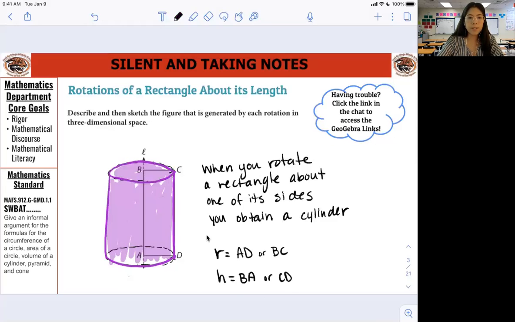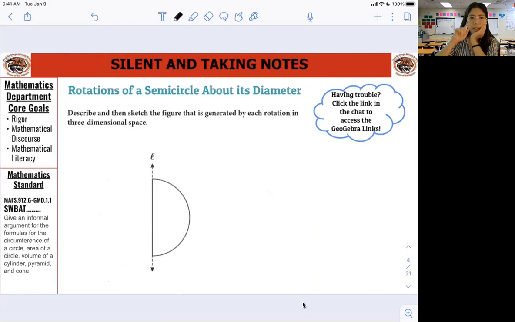Okay, so there we go. That's our cylinder, and we get that by rotating a rectangle. Do we have any questions on that one? All right, we just have one more, and that's it. And then we'll do our review.